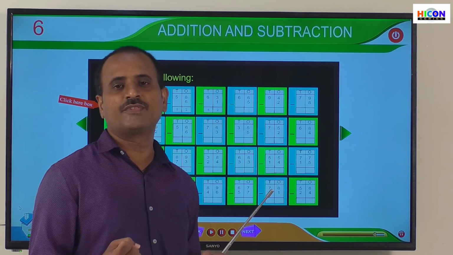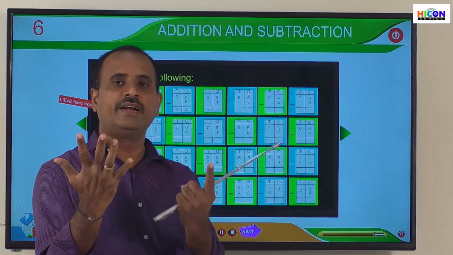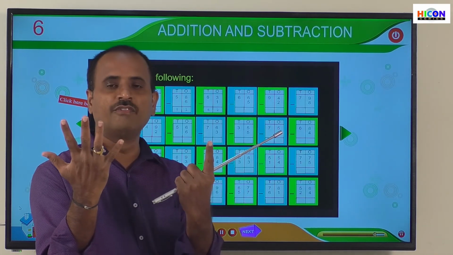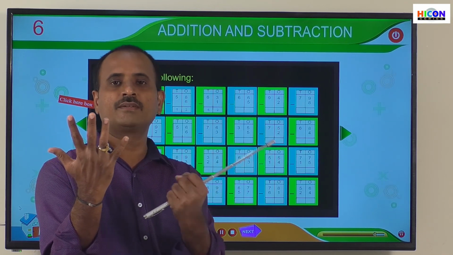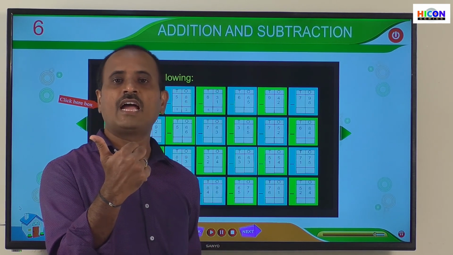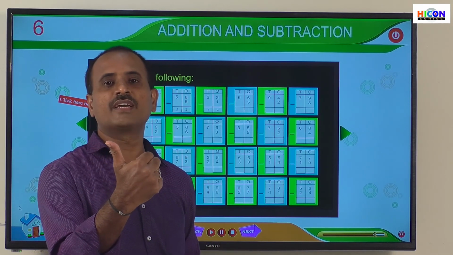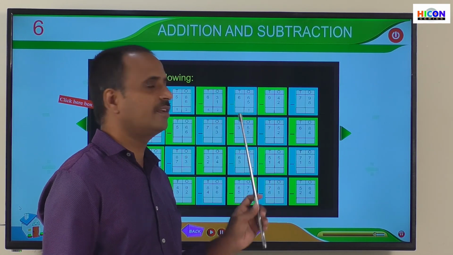So first open 6 fingers. 1, 2, 3, 4, 5 and 6. And close 5 fingers among these 6 fingers. So close 5 fingers. 1, 2, 3, 4, 5. So children, I have closed 5 fingers. And how many fingers are there? So there is 1 finger. So write 1 under ones place.